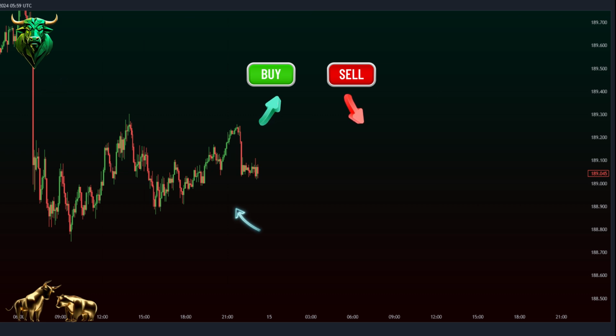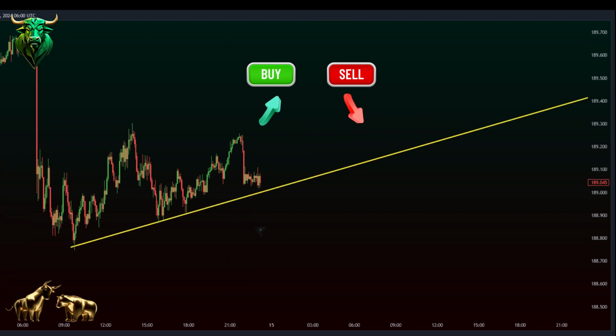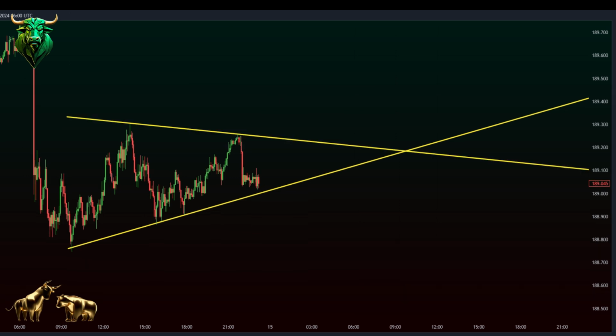To analyze further, let's draw a trend line. We can see that the price has slightly increased. Now, let's connect two peaks. If you look closely, you can see that this could be a triangle pattern.